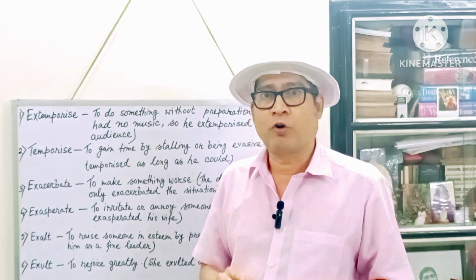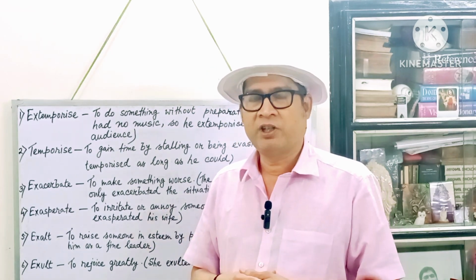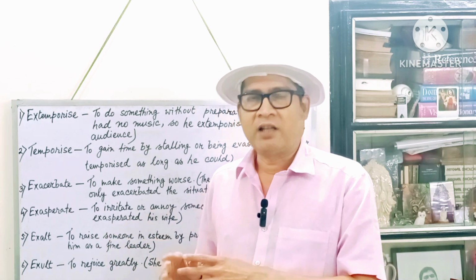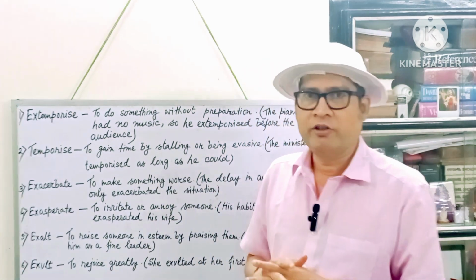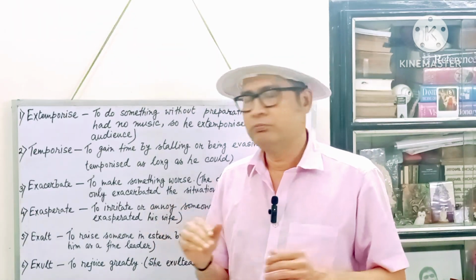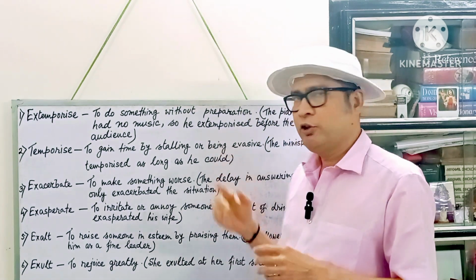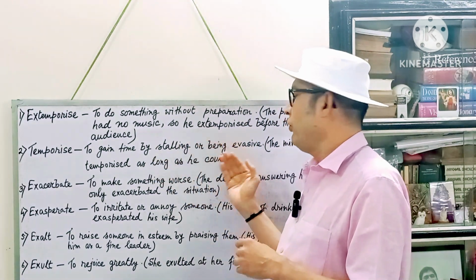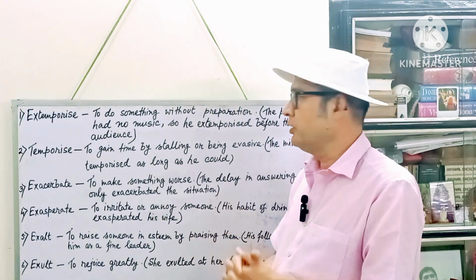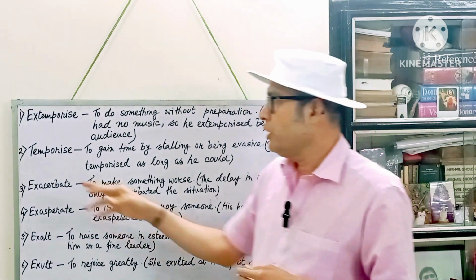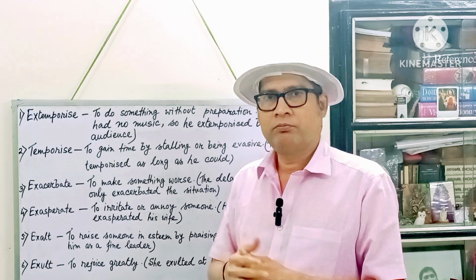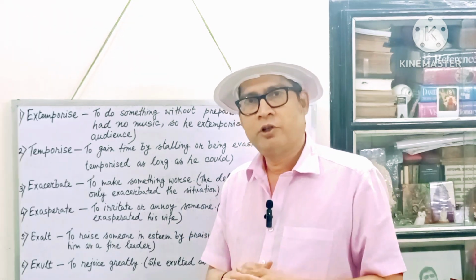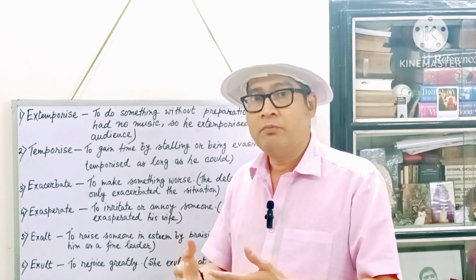Evasive is the adjective form of the word evade, E-V-A-D-E, evade. Evade means to avoid. And the adjective form of the word evade is evasive. So you are trying to avoid doing that particular work. So what do you do at the time? You temporize. You kill time this way and that way, so that you don't have to do that very promptly.